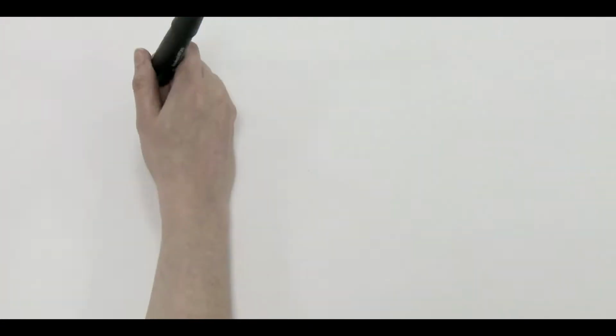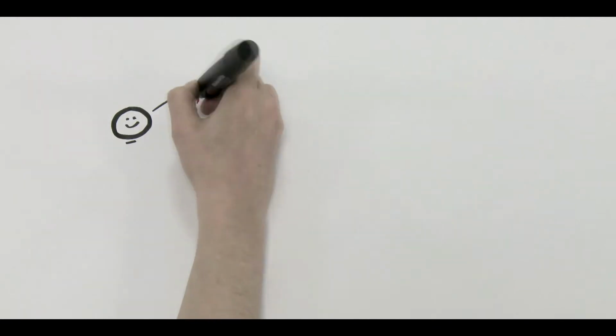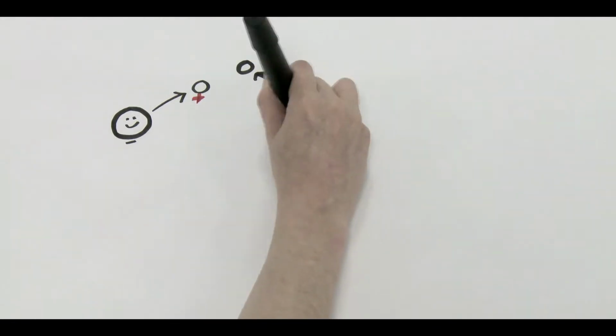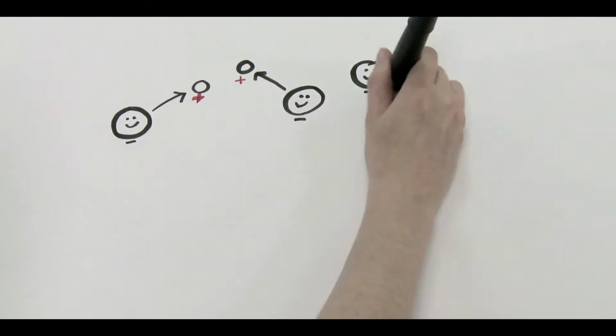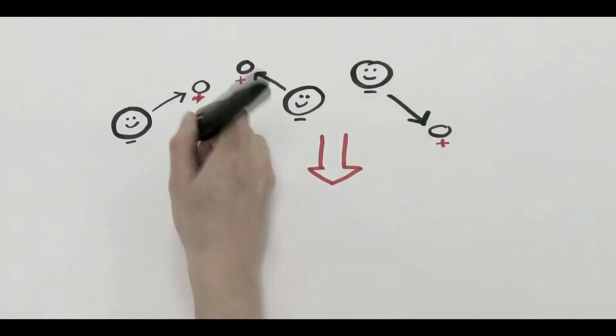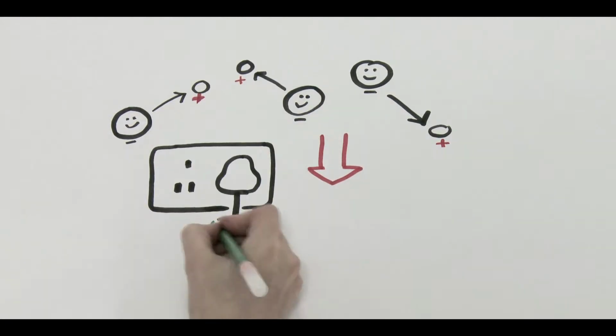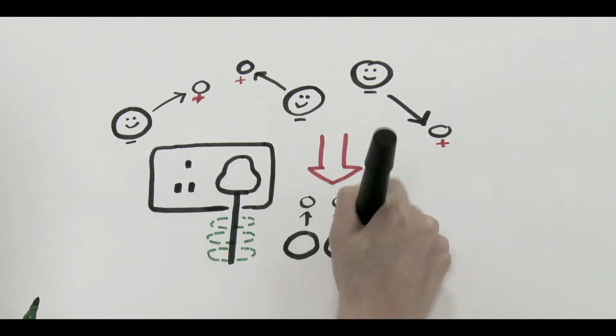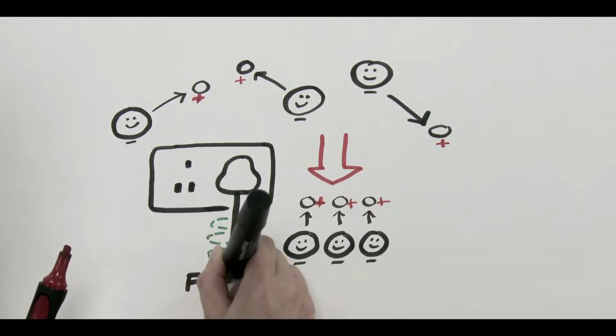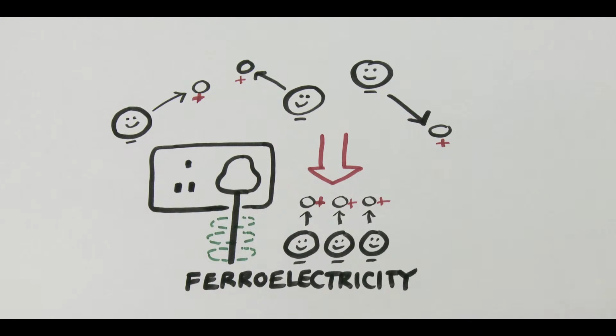Similarly, in some materials we can have a distribution of positive and negative charges. This distribution of charge is known as a dipole moment. Like magnetic materials, we can align this dipole moment in the same direction by using an electric instead of a magnetic field. This is known as ferroelectricity.